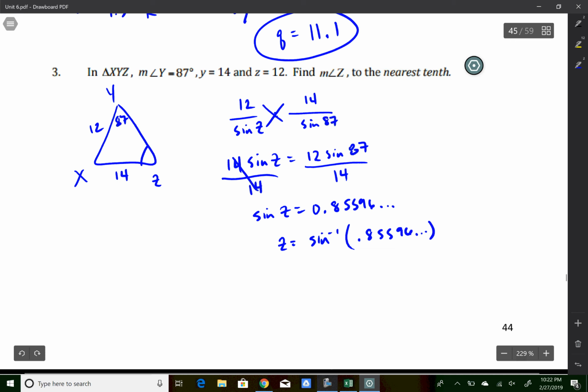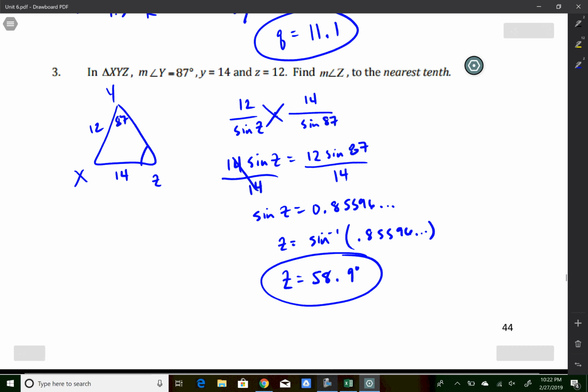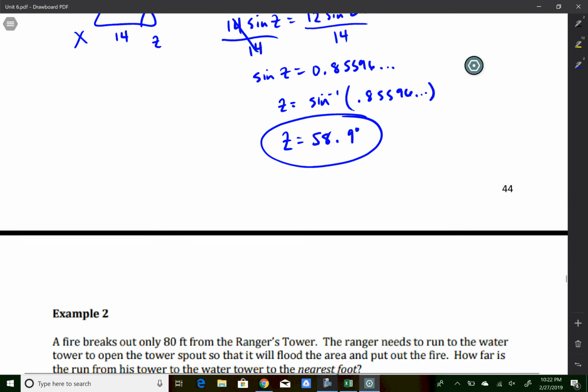So if we do inverse sine of that previous decimal we had in our calculator, we get an angle here to the nearest tenth of 58.9 degrees. It's about as hard as I'll get, to be honest with you. Let's keep moving.